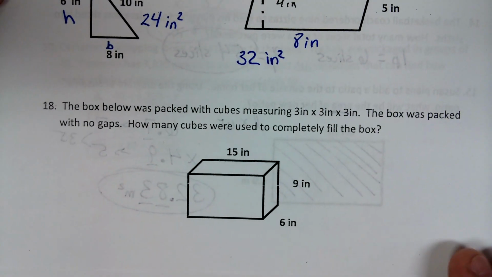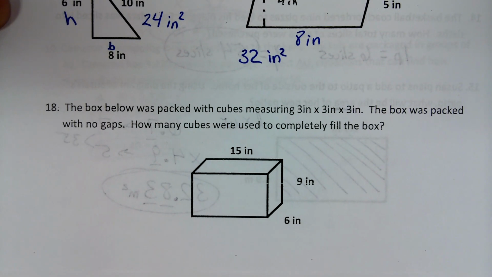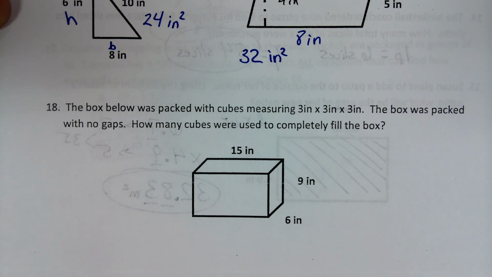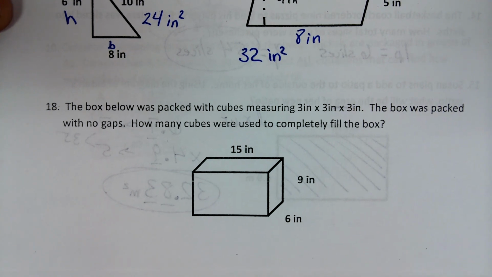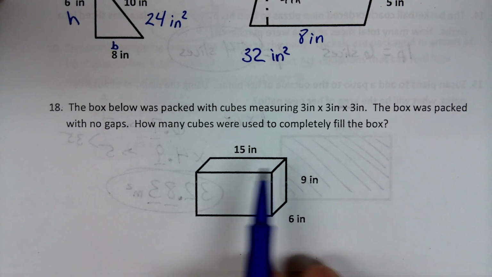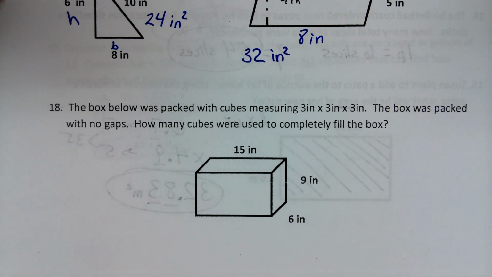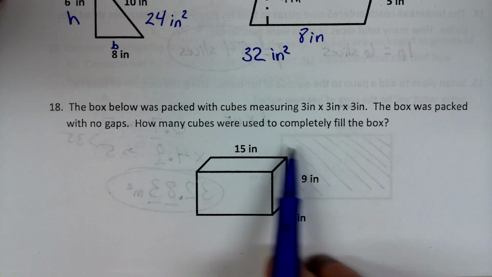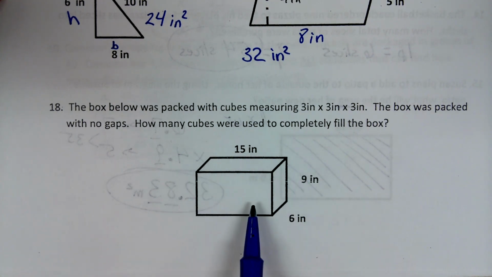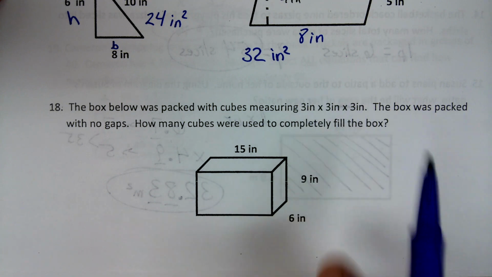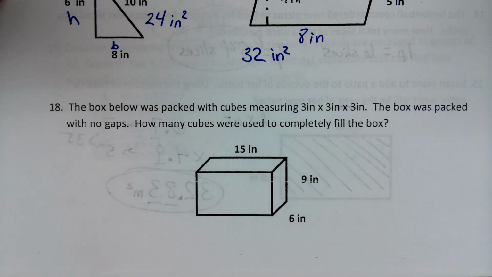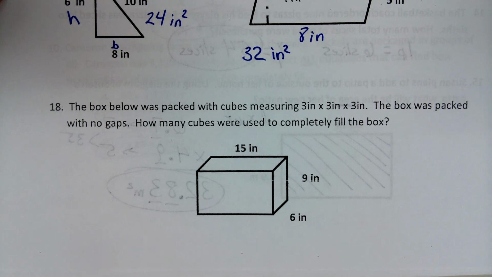The box below was packed with cubes measuring 3 inches by 3 inches by 3 inches. The box was packed with no gaps. How many cubes were used to completely fill the box? Now, in a question like this, I could see them asking it with volume, and we'll actually see another problem like that here in just a moment. Or they might ask it with area, but the process for either one, area or volume, is 100% identical. Find the volume or area of the thing that's getting packed. Find the area or volume of the pieces that you're putting in there, and then you're just going to divide those to see how many would fit.